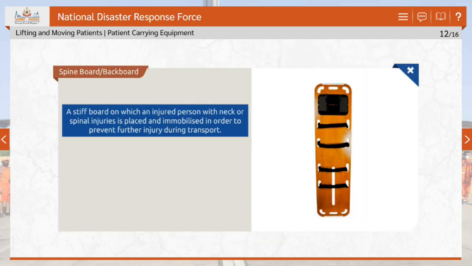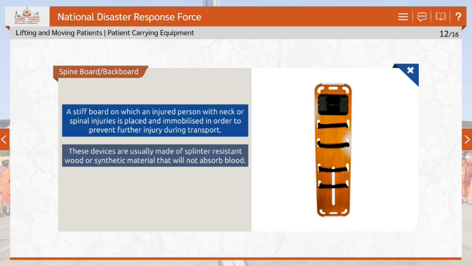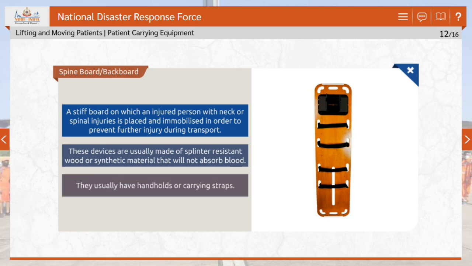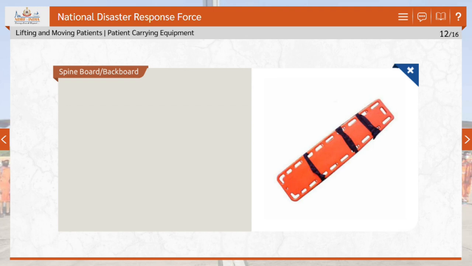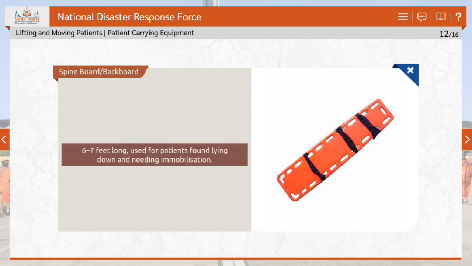Backboard is a stiff board on which an injured person, especially one with neck or spinal injuries, is placed and immobilized in order to prevent further injury during transport. These devices are usually made of splinter-resistant wood or synthetic material that will not absorb blood. They usually have handholds or carrying straps. There are 2 types. Long backboard, 6 to 7 feet long, used for patients found lying down and needing immobilization.